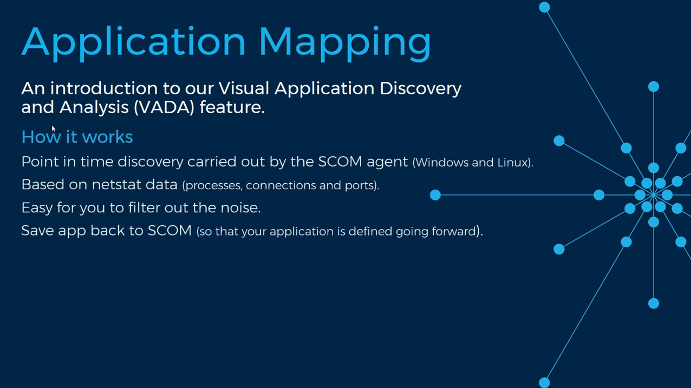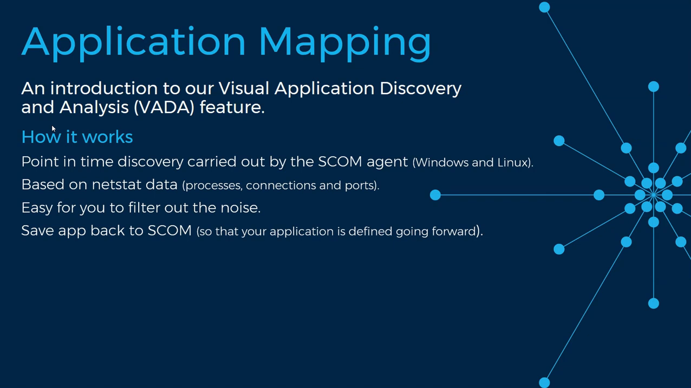All right, so how does it work? Well, this is a point-in-time discovery, and it's carried out by the SCOM agent that hopefully is already sitting on your server, and that might be for either Windows or for Linux. And the discovery is essentially based on netstat data. So we're going to use the SCOM agent to pull back netstat data, which is going to give us the processes, the connections, and the ports, and Squared Up's going to do all the clever stuff to model that at the front end.